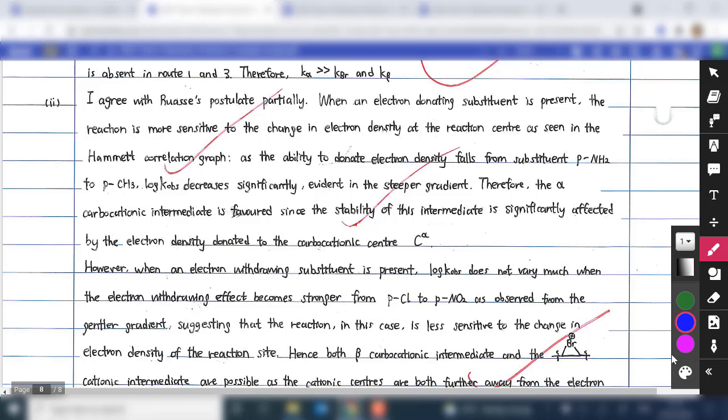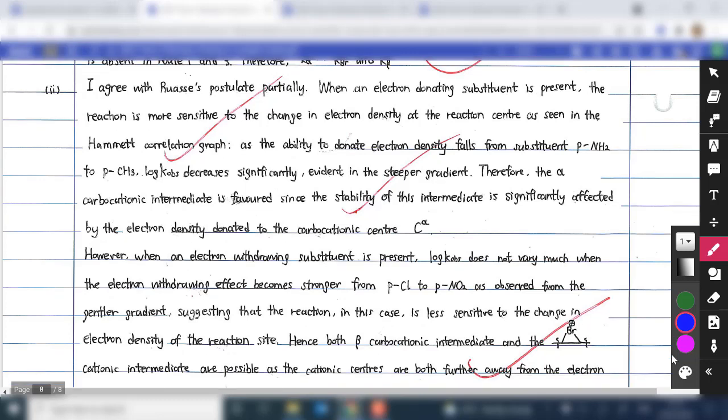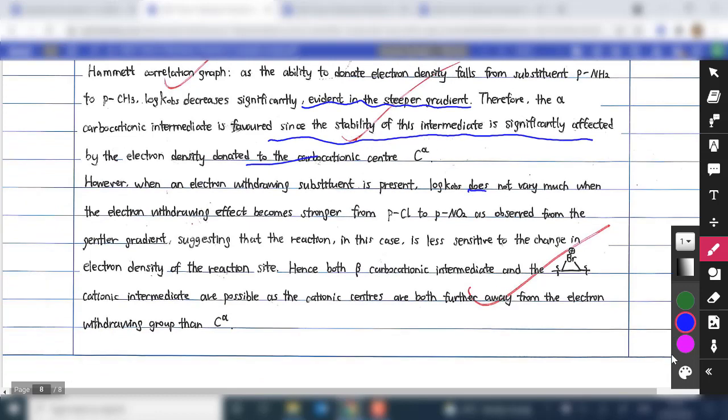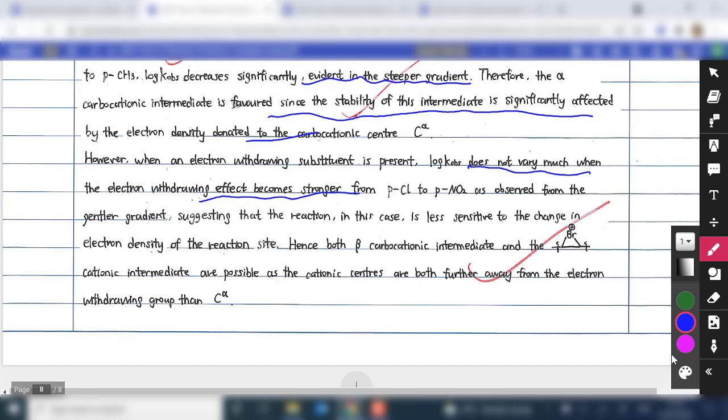Okay, so electron donating is present, okay, sensitive, so it's evident by the steeper gradient. Okay, so this is the key idea. So therefore the alpha intermediate is favored since stability is significantly affected. But if I have a withdrawing group that does not vary very much, does it mean that it is changed to a cyclic bromonium, or does it mean that I have an alpha carbocation intermediate? So maybe I need to perform more experiments to be a little bit more conclusive. Yep, so that could be an idea which you can give.